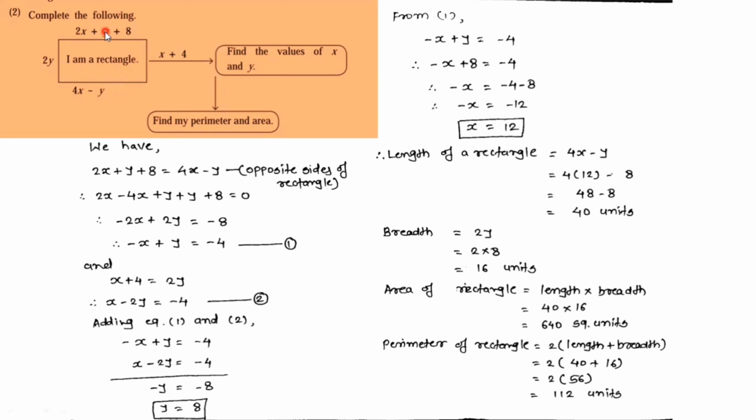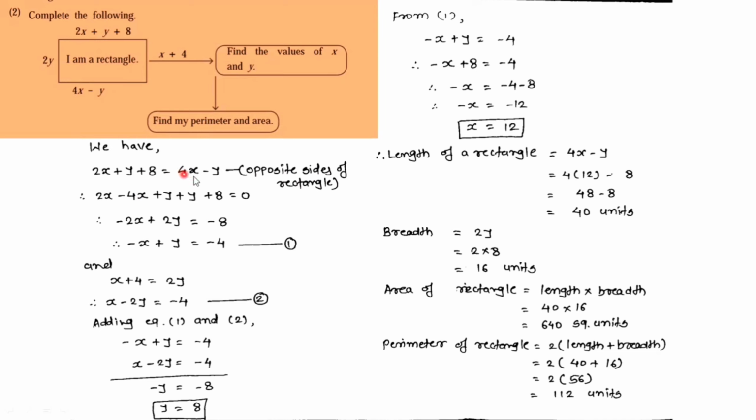That's why the two lengths of this rectangle are given in two different forms. So we have to equate them, as these are the sides of a rectangle. So we have 2x plus y plus 8 is equal to its opposite side, 4x minus y. They are equal because these are the opposite sides of a rectangle.